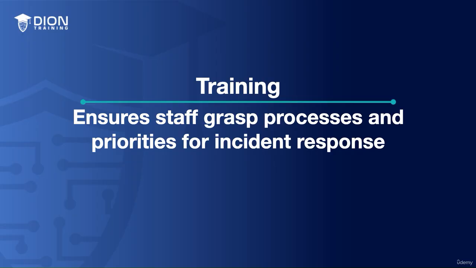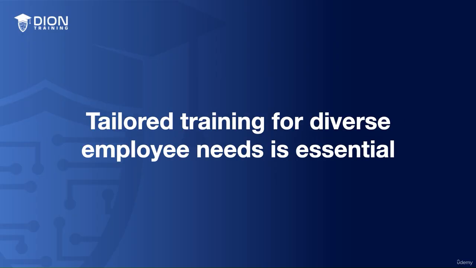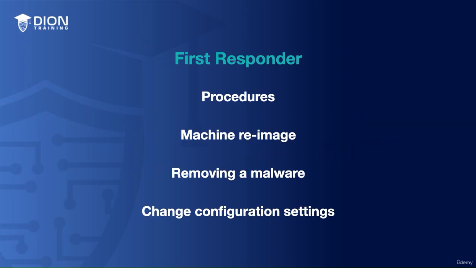incident response. By conducting training, you're going to make sure that your people are ready to respond when something bad happens. Training should be provided to all employees with a relevant perspective and focus based on their needs because not everyone is going to get the same training. For example, if you're a first responder, you need training in a technical capacity. What are the procedures that you're going to follow? How are you going to re-image a machine? How do you remove malware? How do you change configuration settings? All of that stuff is part of your responding training.